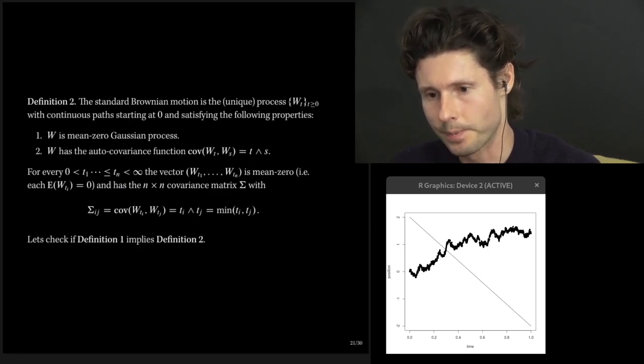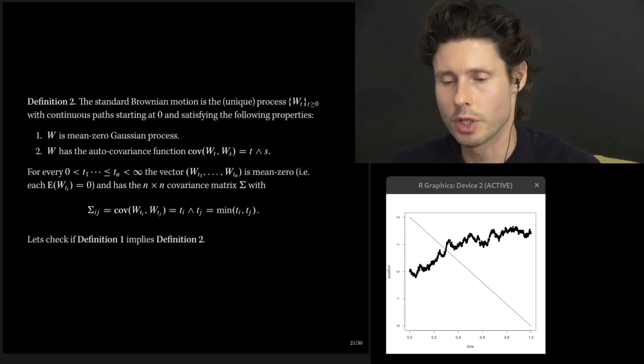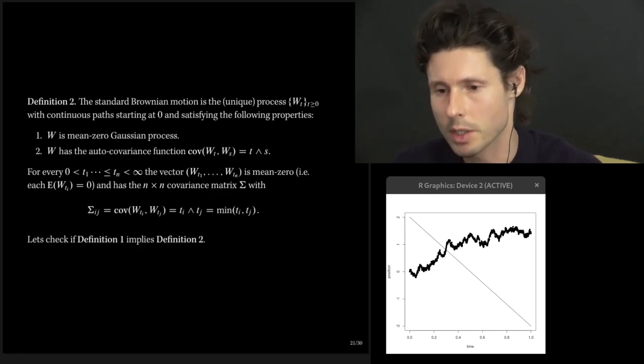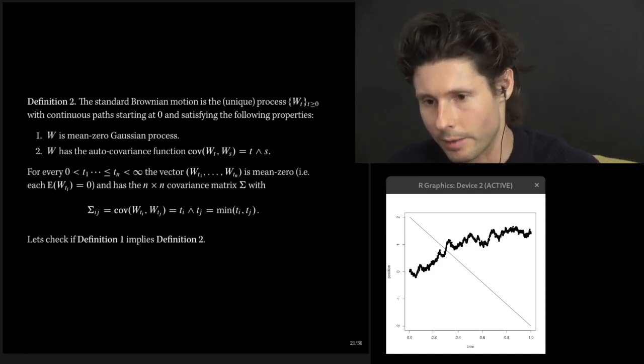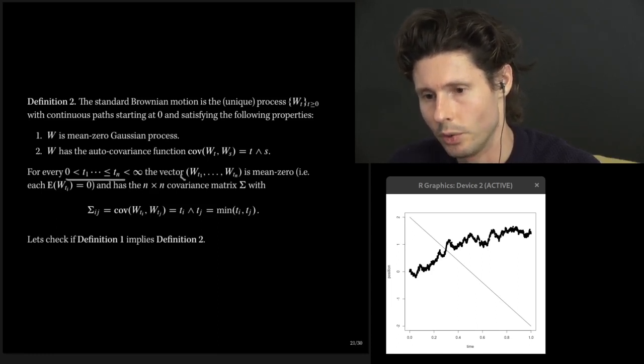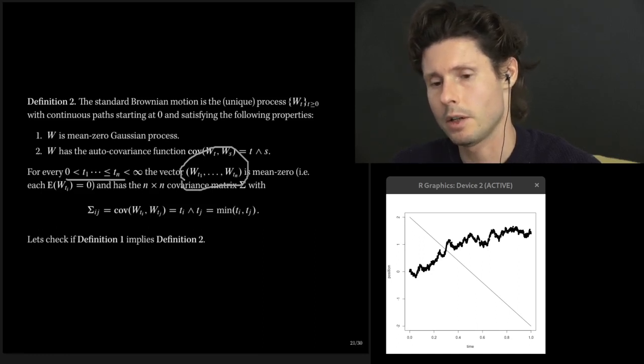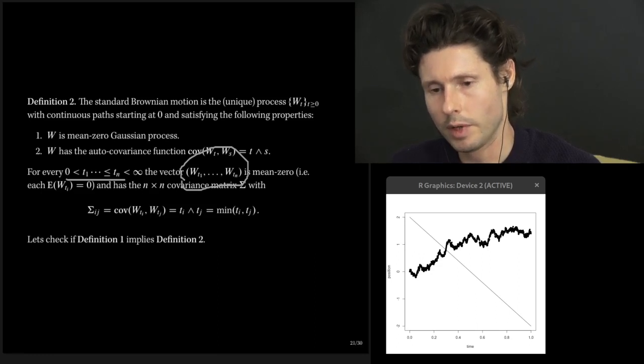So let's see. So for the Brownian motion in particular, not for a general Gaussian process, if you have a bunch of timestamps, t1 through tn, and you create this n-dimensional vector, the distribution of it will have mean 0 in every single component.